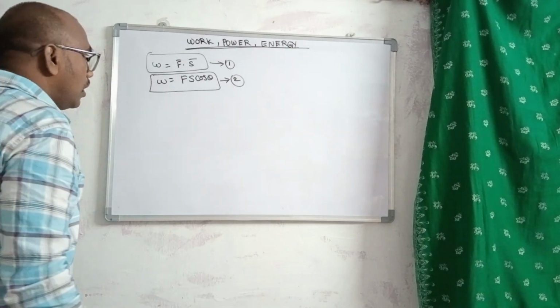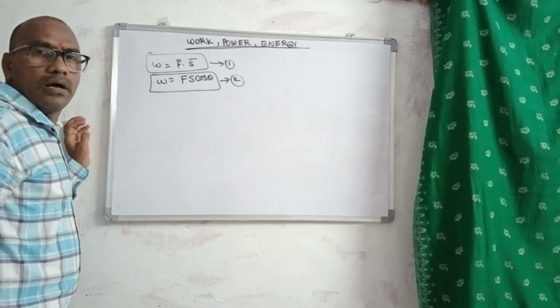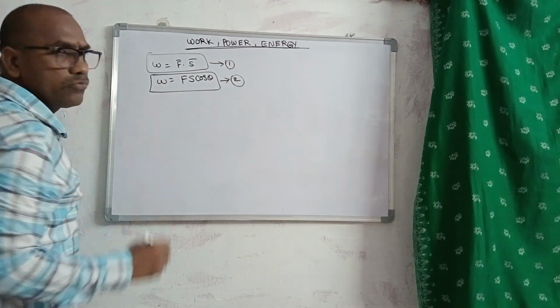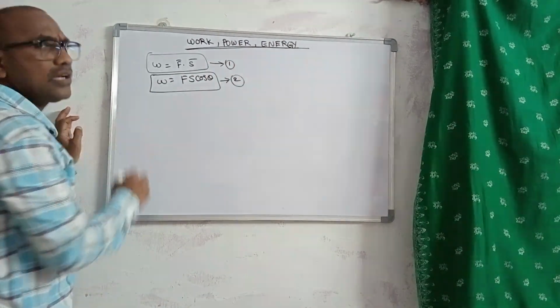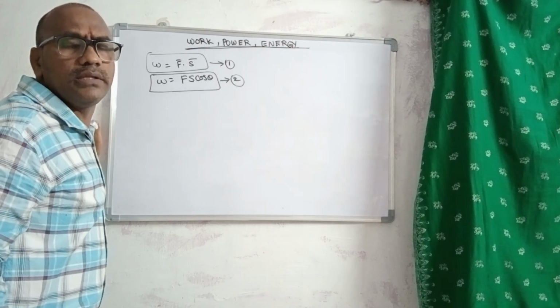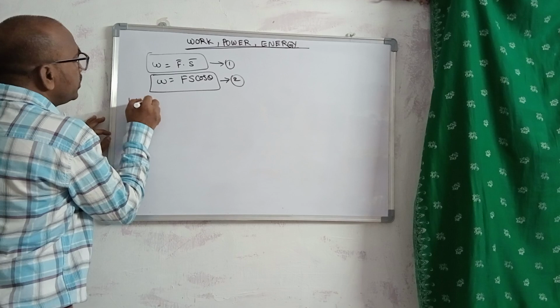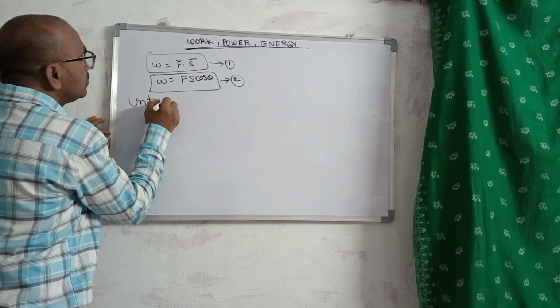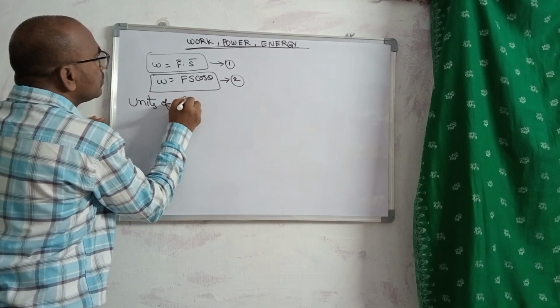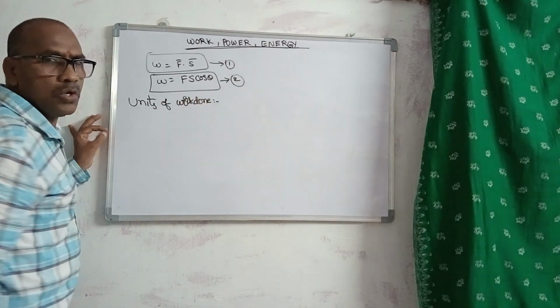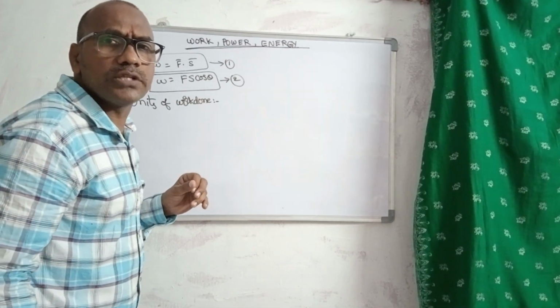Now, how many types of work done? Or first of all, write the units of work done. Now write the units of work done. How do you write units of work done?